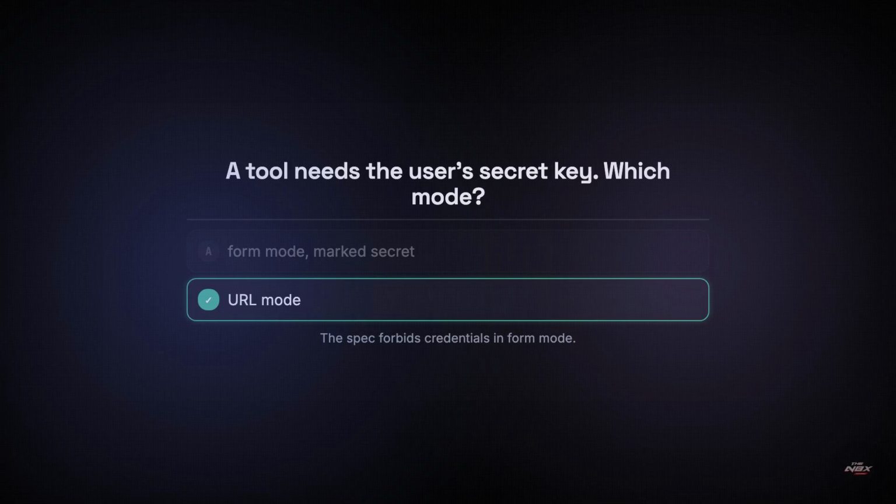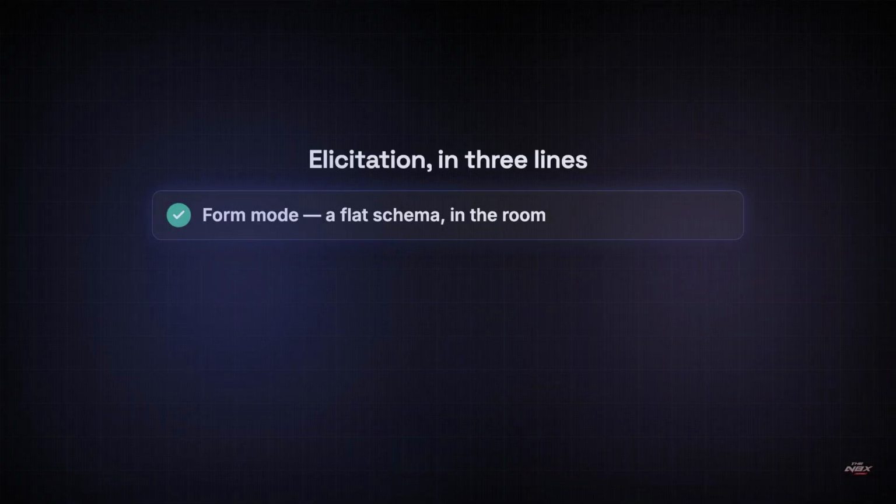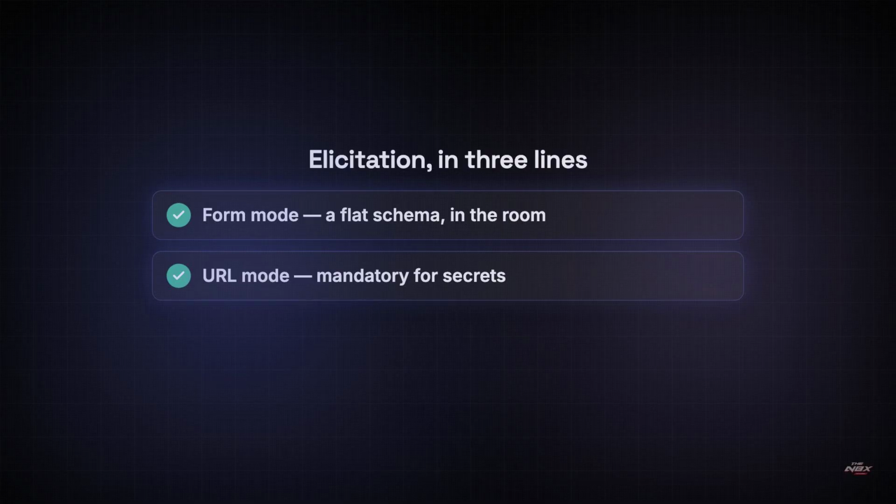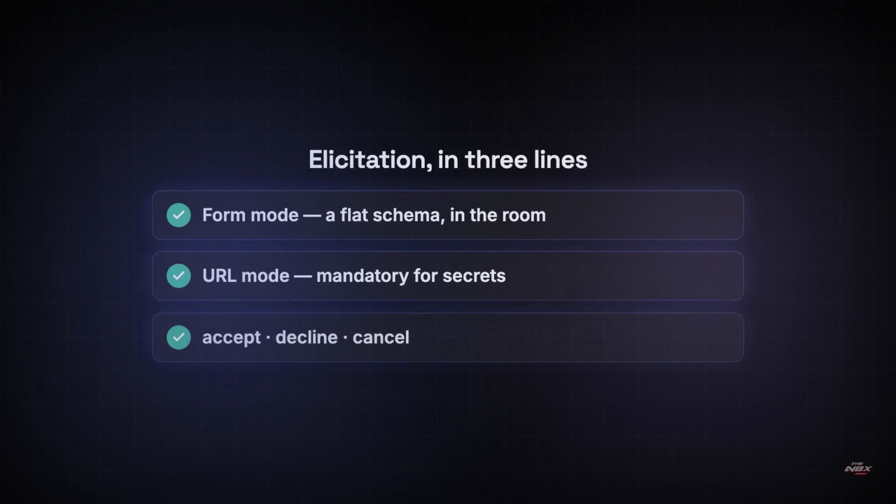The spec says servers must not request credentials through form mode because that data passes through the client on its way back to you. Three lines. Form mode asks in the room, against a flat schema. URL mode sends them out of the room and is mandatory for anything secret. And every answer is accept, decline, or cancel.